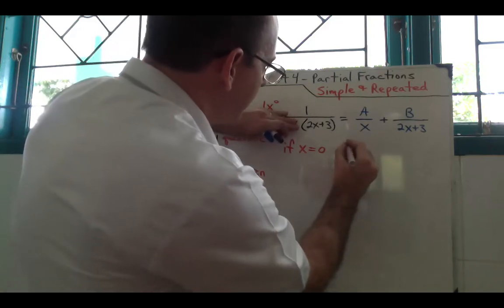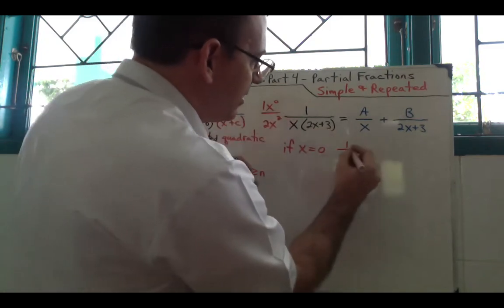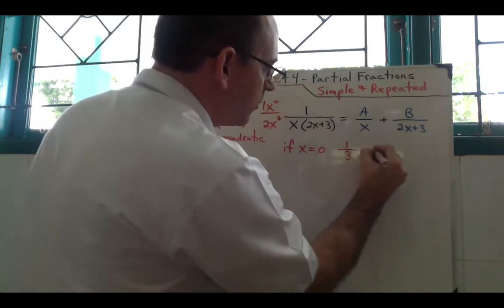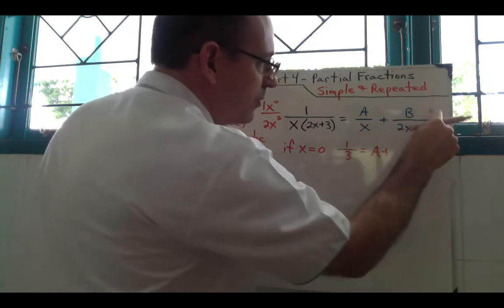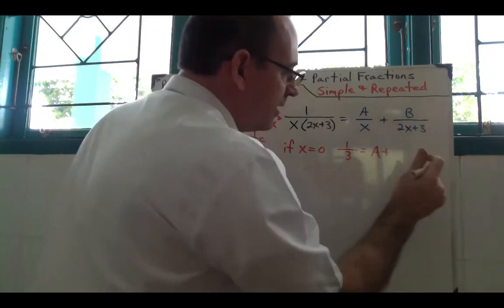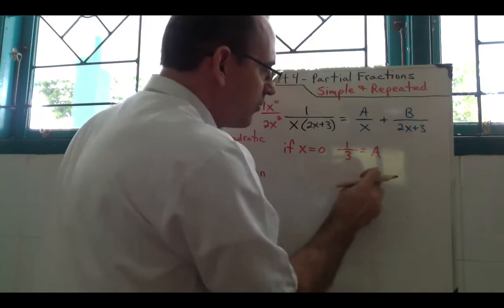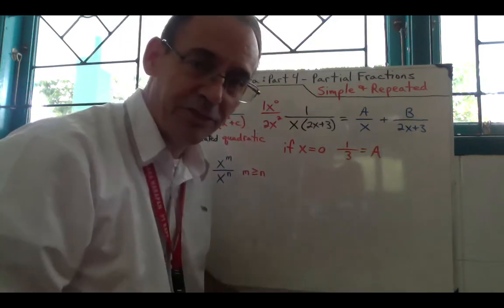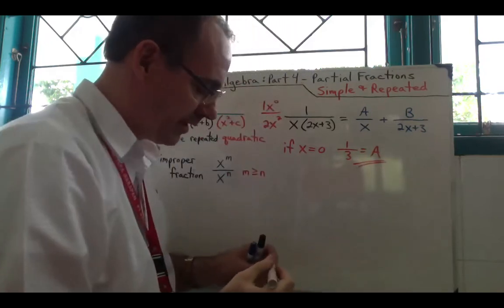So we're going to end up with 1 over, and 2 times 0 is 0 plus 3, is 1/3 equals a plus, and remember that x, when we multiply by x, it's right up here. That's a 0 times all of this is gone. So basically a plus 0, or in other words, a is just 1/3. Okay, so we've already got that number there.